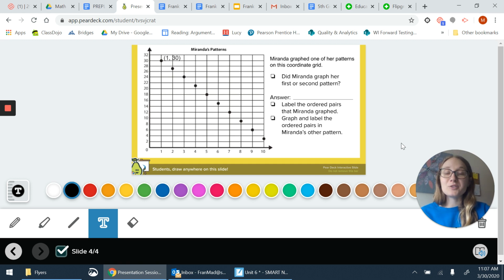All right, for those who haven't used Pear Deck yet, once you finish this, you are done. You can close out of it. It automatically saves for your teacher to see, so you don't have to submit it or anything. You are just done after that, okay?